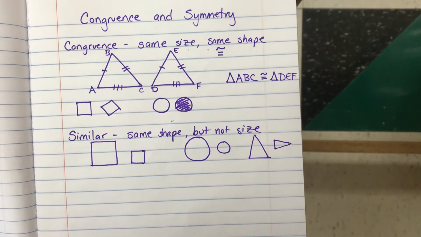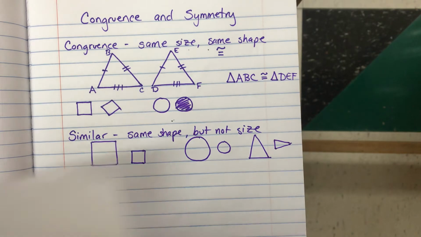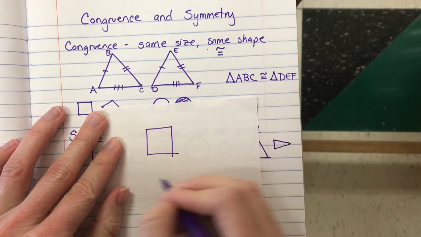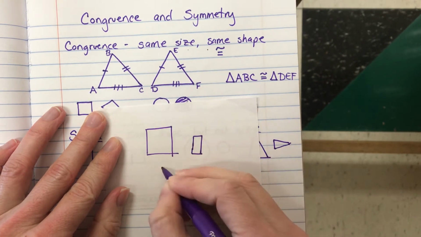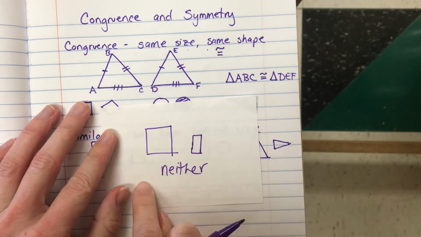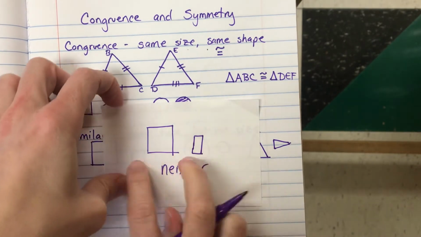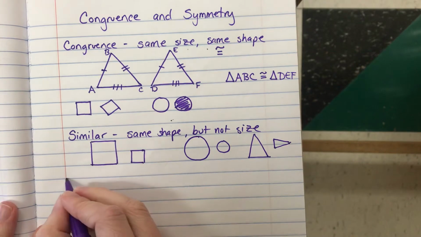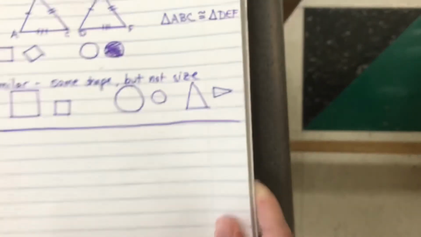Now, we can also have shapes that are neither, right? You don't have to write this down per se in your notes, but if you had a square and a rectangle, those would be neither. They're neither congruent nor are they similar. They're just not even the same shape. Not the same shape, not the same size. And so we can also have things that are neither. All right, so that is congruence and related to that, similarity.